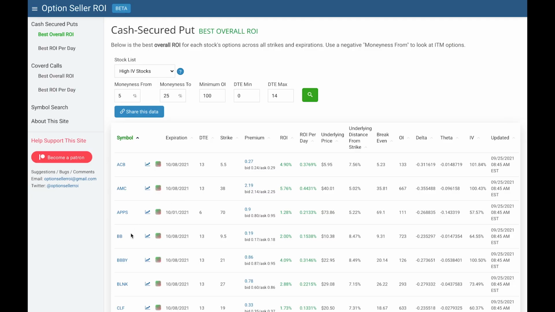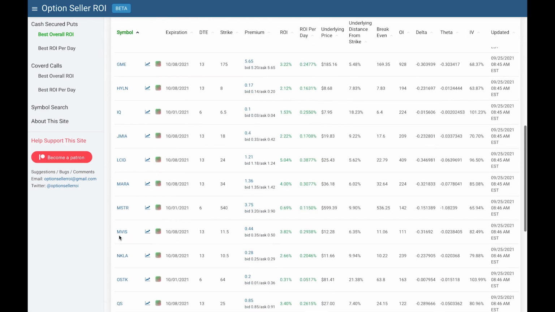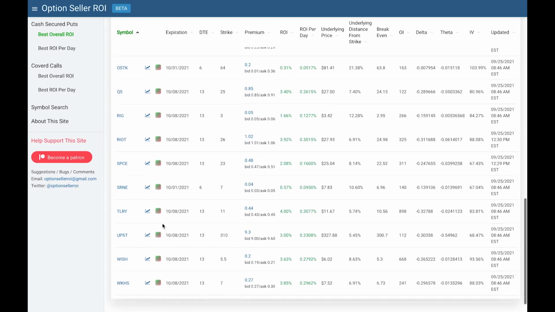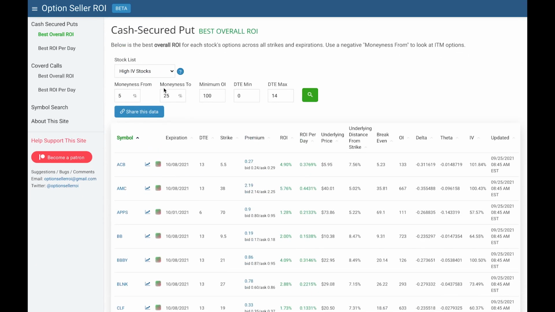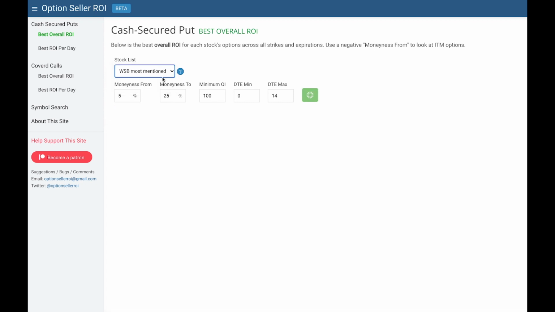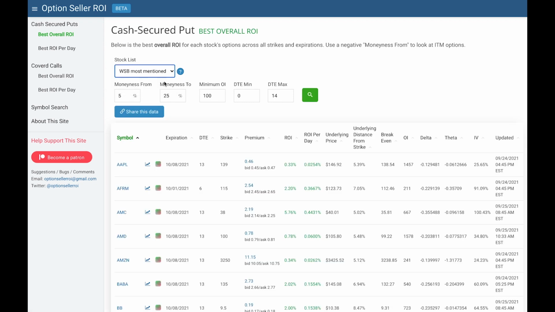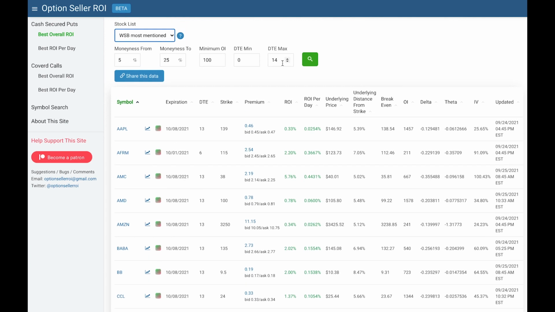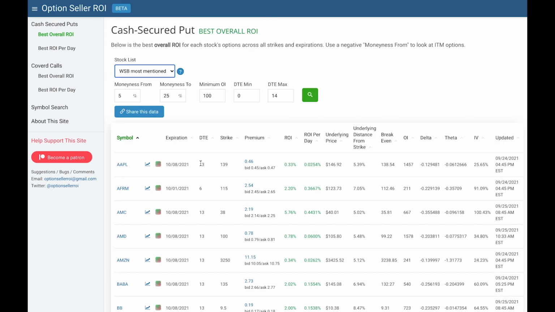Okay, and so that is what this list is showing here, and all of the metrics that are associated with this particular put here on BB. And you can see that there are several options that fit the particular criteria that were entered in. So we can also just look at the meme stocks on Wall Street Bets, you can see those here as well, as long as they're fitting this particular criteria that we've entered in. These are only starting points. Again, these are not trade recommendations. They are only starting points for further investigation and due diligence to see if the risk profile matches your risk profile as a trader.